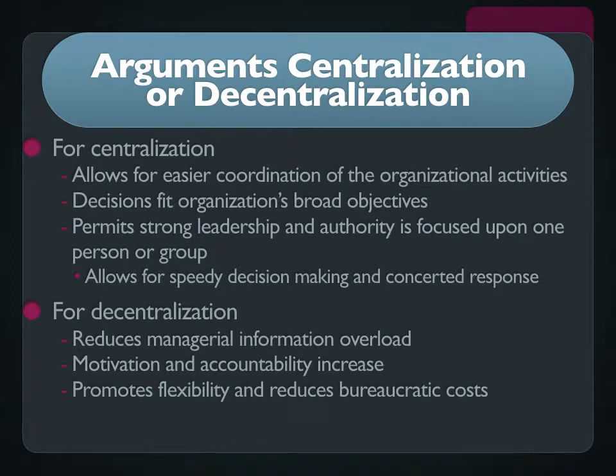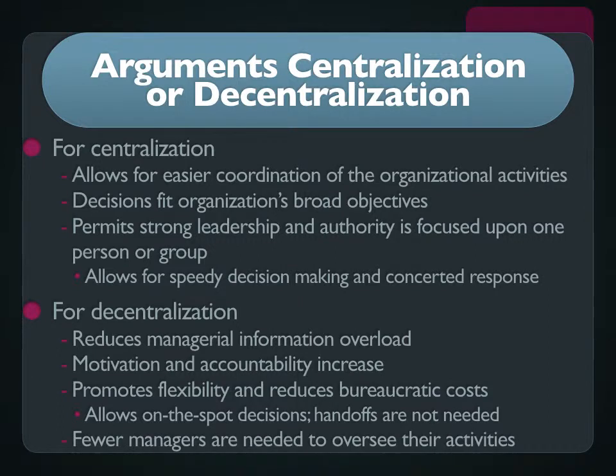Decentralization also promotes flexibility and reduces bureaucratic costs, and it allows for on-the-spot decisions, and handoffs are not needed. So we see this a lot in highly dynamic situations in which decisions have to be made quickly, and the context is changing rapidly. And so it shouldn't come as a surprise that in the high-tech industry, which tends to be incredibly dynamic and changing at an incredibly fast pace, high-tech firms tend to be more decentralized than traditional manufacturing.